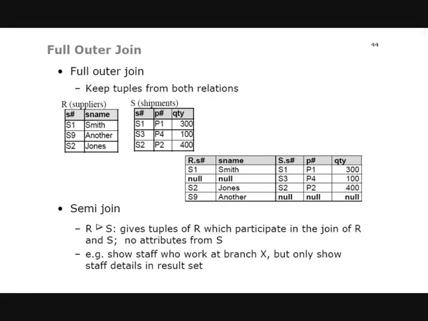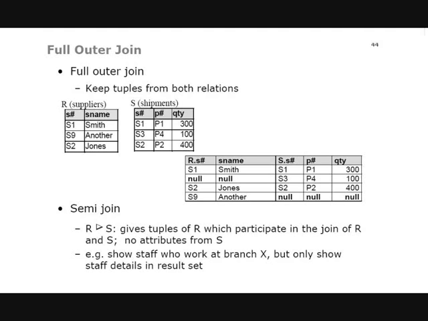So if I have something like the staff who work at branch X, what I'm going to have is all the staff details for that branch, but not the branch details. I just have the staff that has that match, but not the branch details. That's the semi-join.